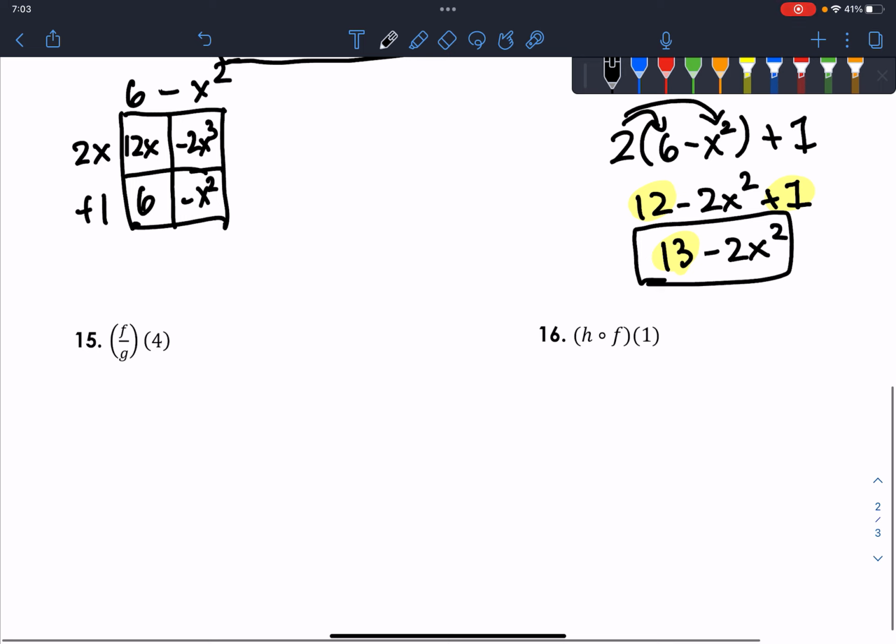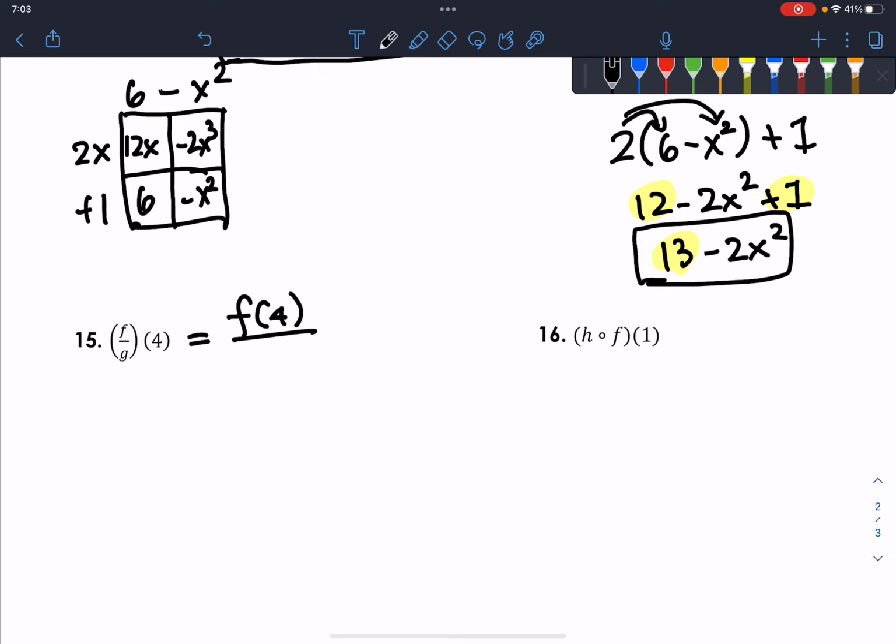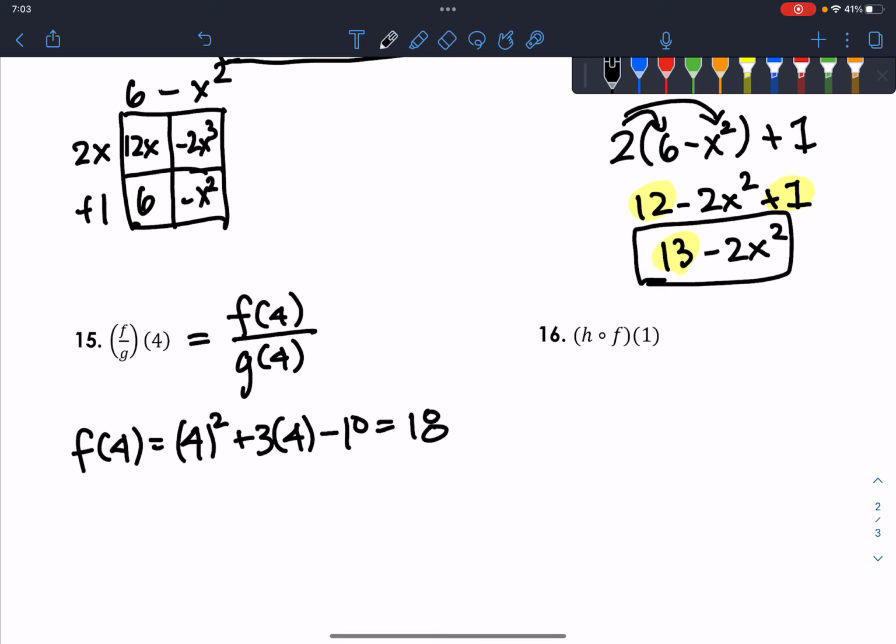Now, for number 15, what this means is that we have f of 4, and we're going to divide it by g of 4. So let's start by first figuring out what f of 4 equals. So that requires us to plug in 4 into our x. And that's going to equal a total of 18.